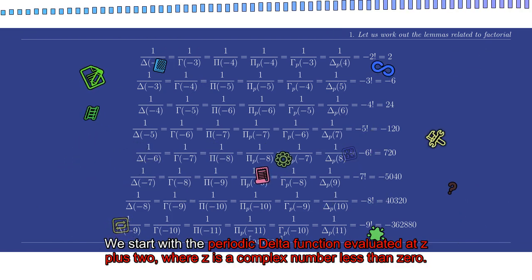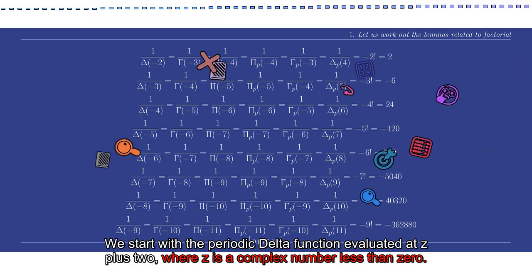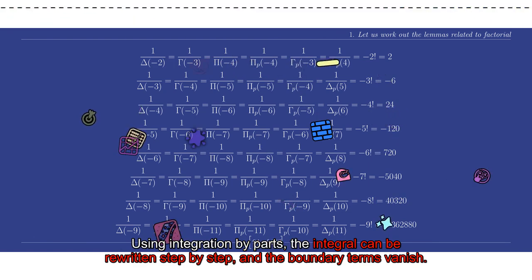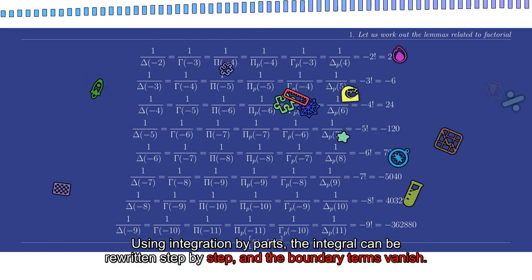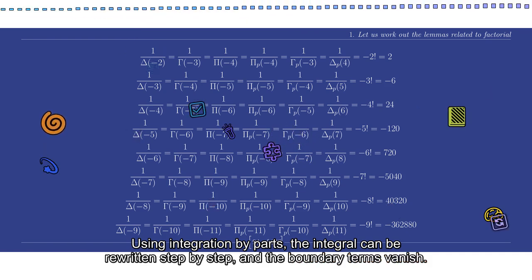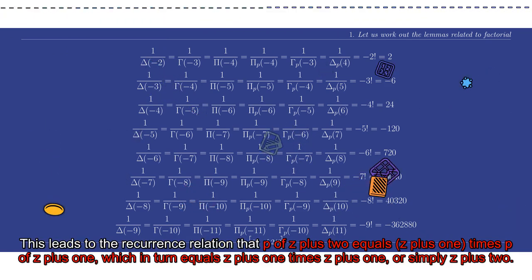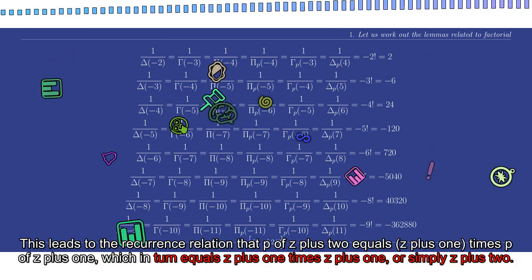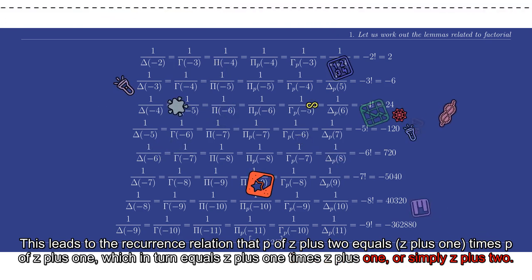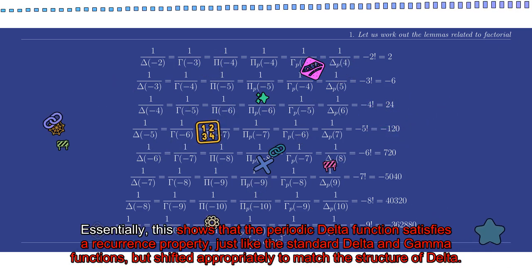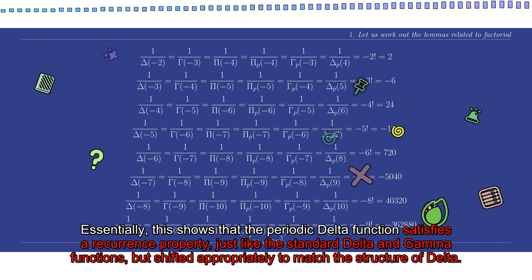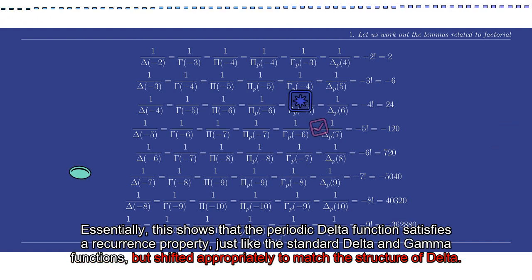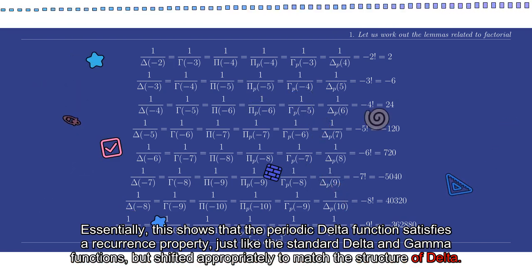We start with the periodic delta function evaluated at z plus 2, where z is a complex number less than 0. Using integration by parts, the integral can be rewritten step by step, and the boundary terms vanish. This leads to the recurrence relation that p of z plus 2 equals z plus 1 times p of z plus 1, which in turn equals z plus 1 times z plus 1, or simply z plus 2. Essentially, this shows that the periodic delta function satisfies a recurrence property just like the standard delta and gamma functions, but shifted appropriately to match the structure of delta.